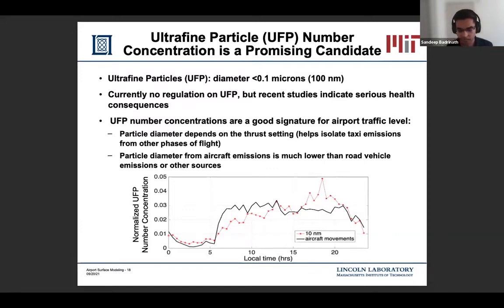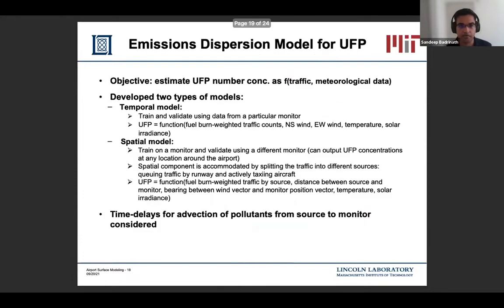The question is, can we model this and can we get accurate models? That is what I'm showing here. The question is, can we estimate ultrafine particle number concentration as a function of traffic, meteorological data, and so on? One would expect that the concentration would depend on the wind, right? If you have more wind, you'd have more dispersion. So we need to account for wind patterns and so on. So we developed 2 models. One is a temporal model, and the other one is a spatial model.